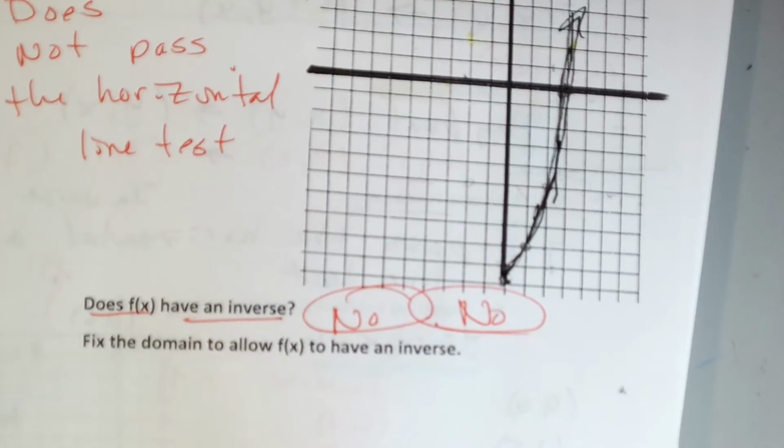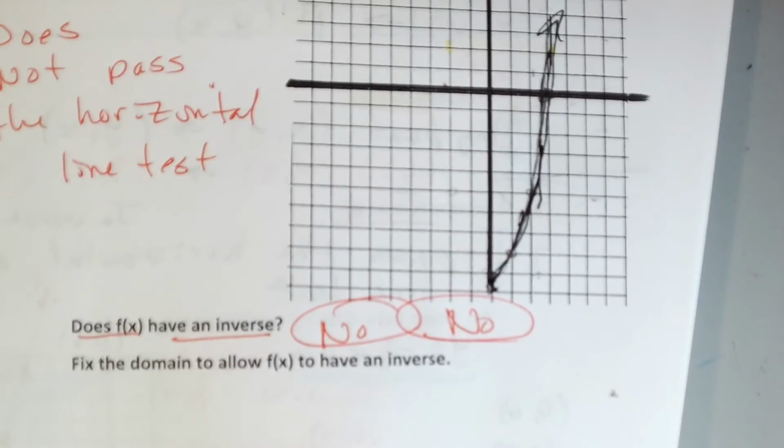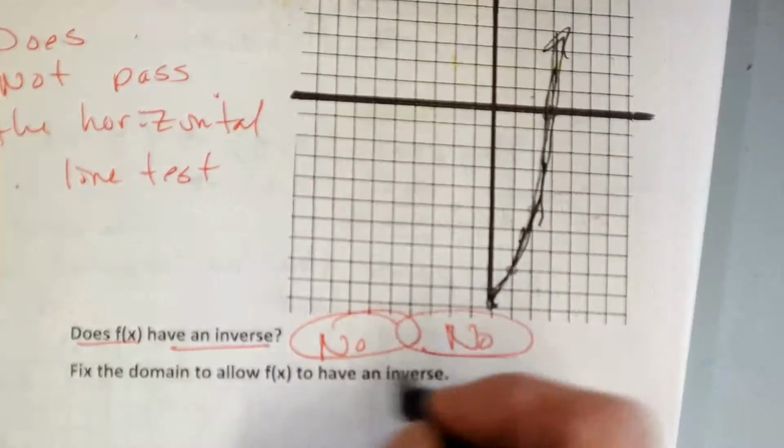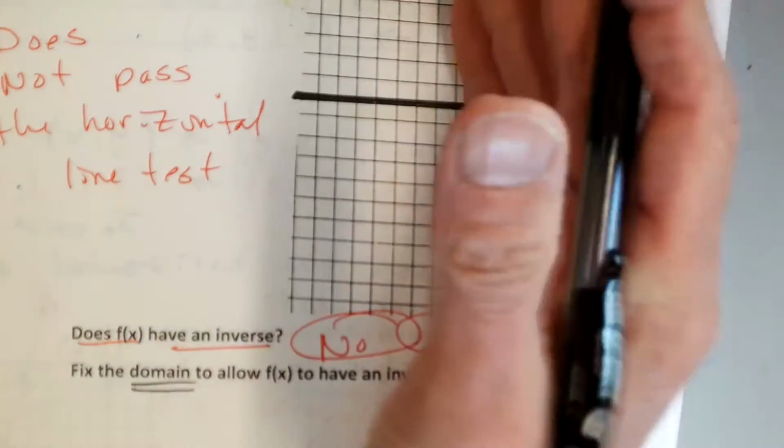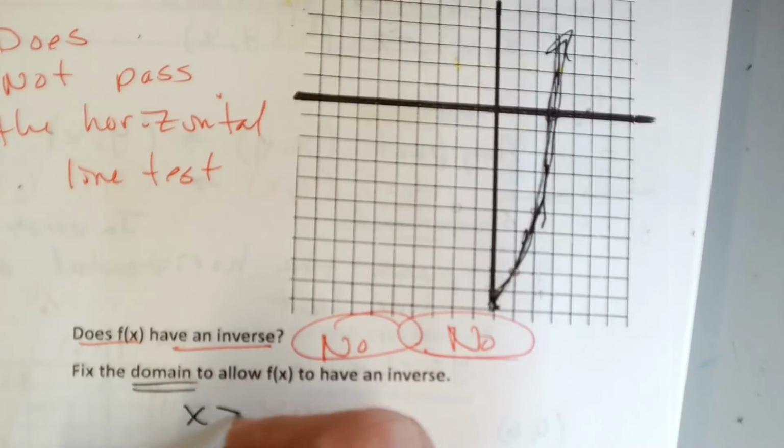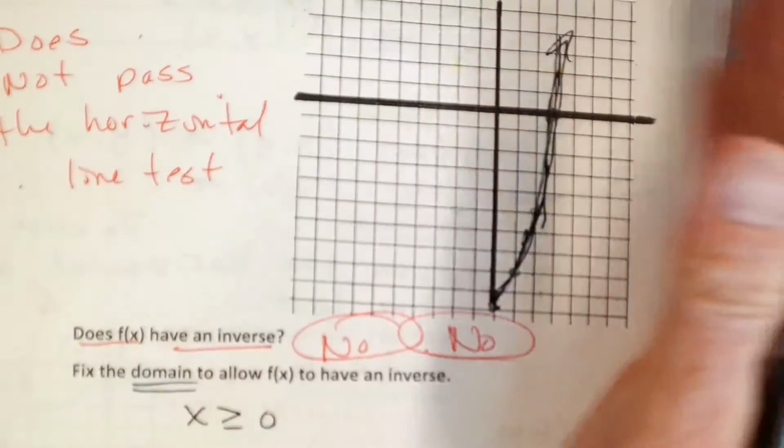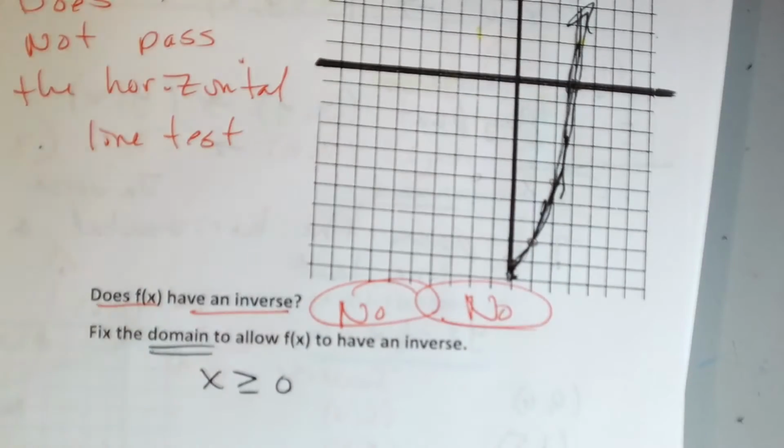So to do that, you can't just erase. And this is math. You can't just say, well, I'm just going to erase it. Well, you did. You got rid of the negative part of the graph, right? So we're going to change the domain and say, let the domain be x is greater than or equal to 0. Only the positive values of x. So I'm going to highlight that, okay?